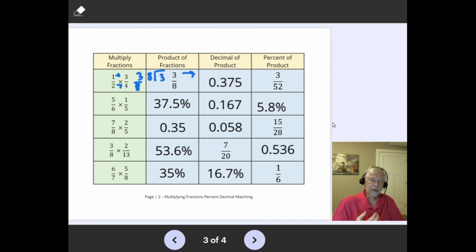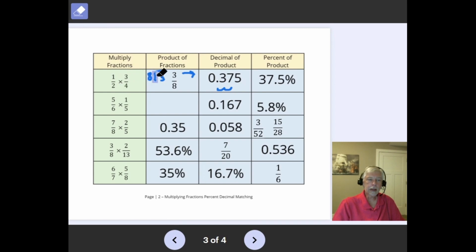Now, when we have a decimal, if we want to change it to a percent, we just have to multiply it by 100 or just move the decimal 2 times to the right. And that's what we do here. We move the decimal 2 times to the right. And I know that it's 37.5%. So I've done the top row. So let me clean up what I have here, and we'll do the rest of them. So it's fairly easy to do.